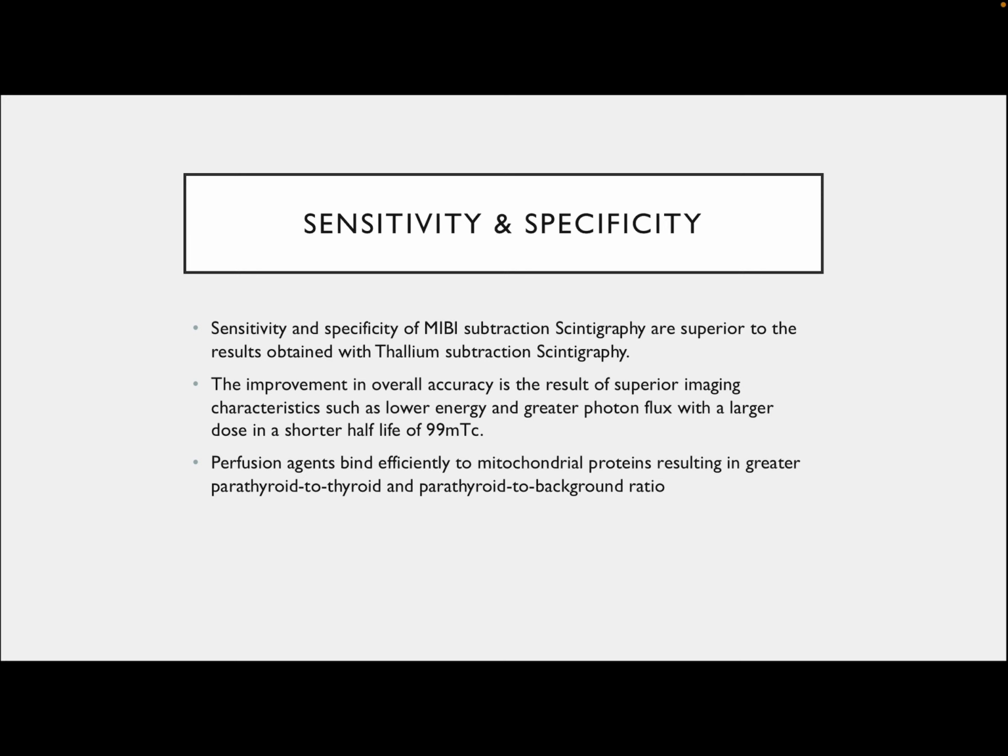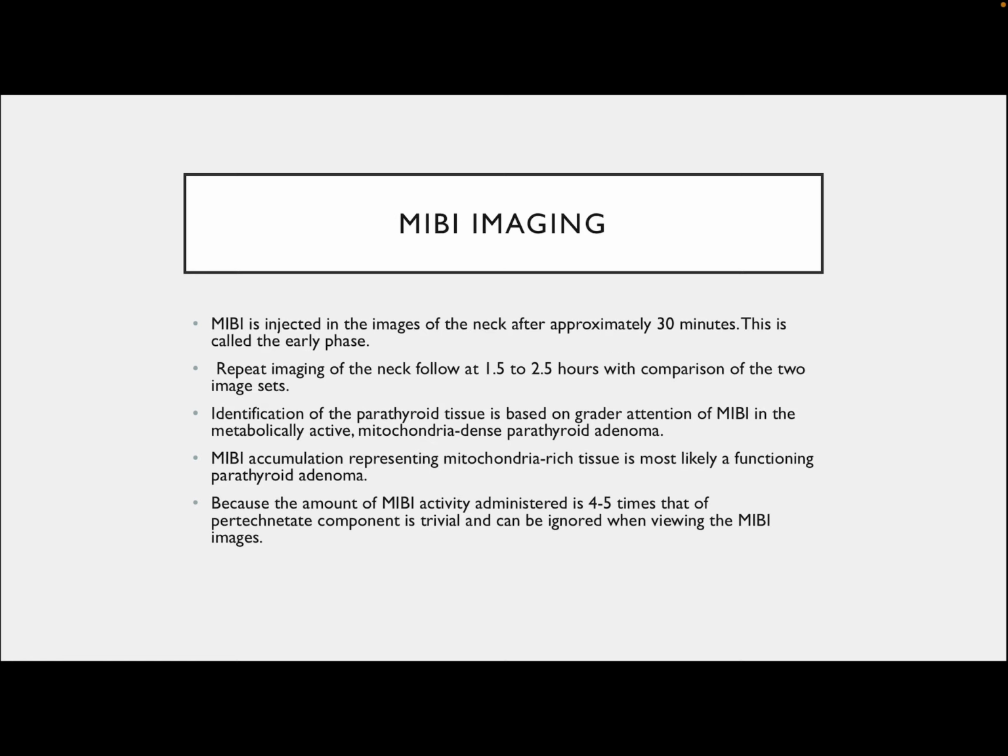Sensitivity and specificity of MIBI subtraction scintigraphy are superior to that of thallium subtraction scintigraphy. The improvement in overall accuracy is the result of superior imaging characteristics, such as lower energy and greater photon flux with a larger dose and shorter half-life of Tc-99m. Perfusion agents bind efficiently to mitochondrial proteins, resulting in greater parathyroid to thyroid, as well as parathyroid to background ratios.